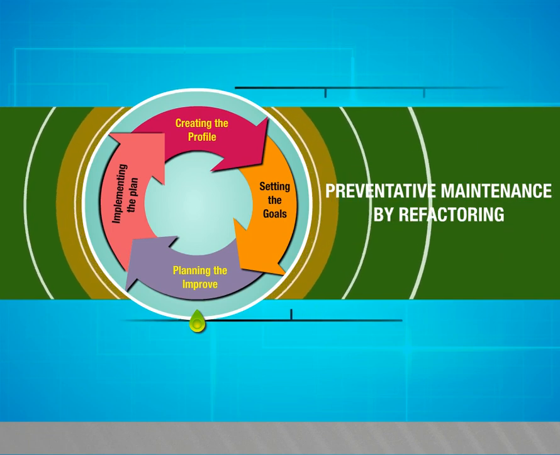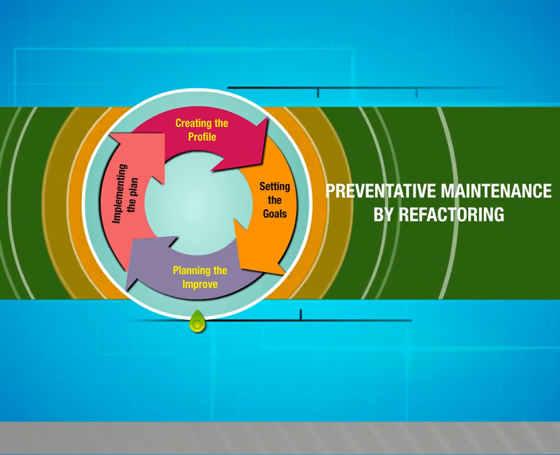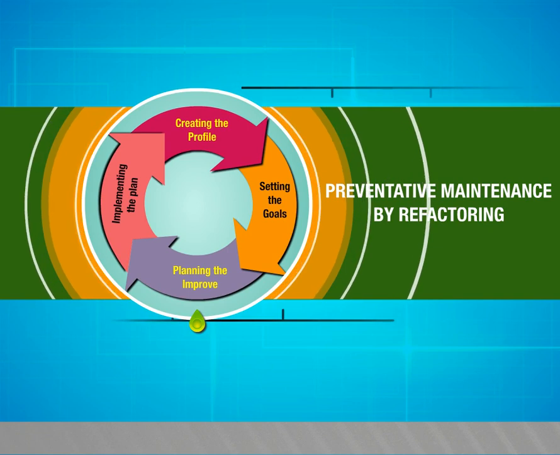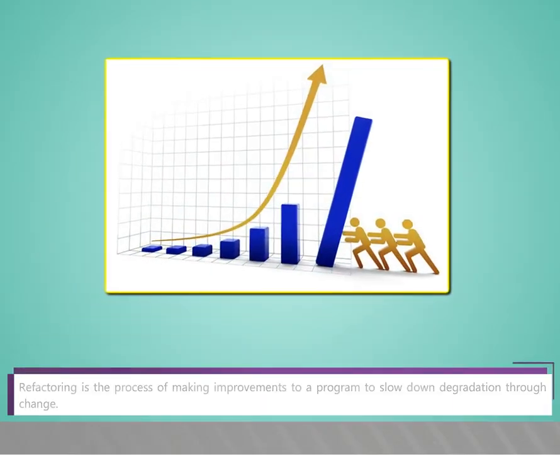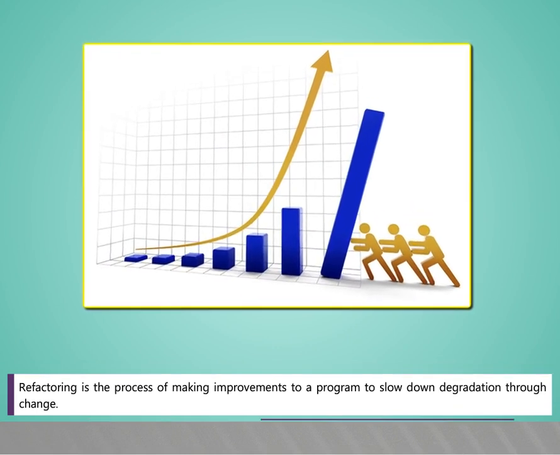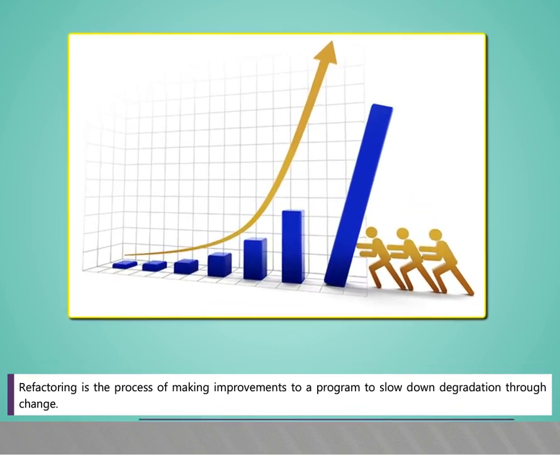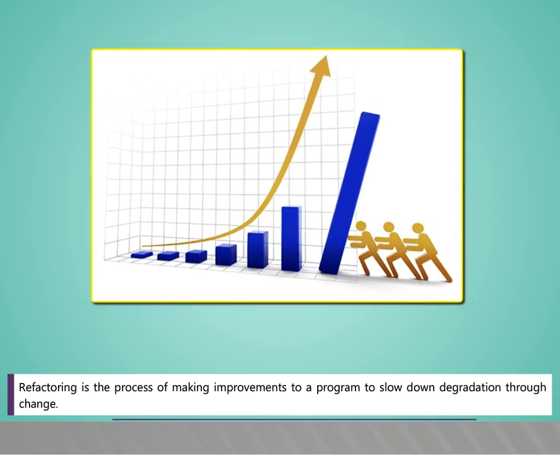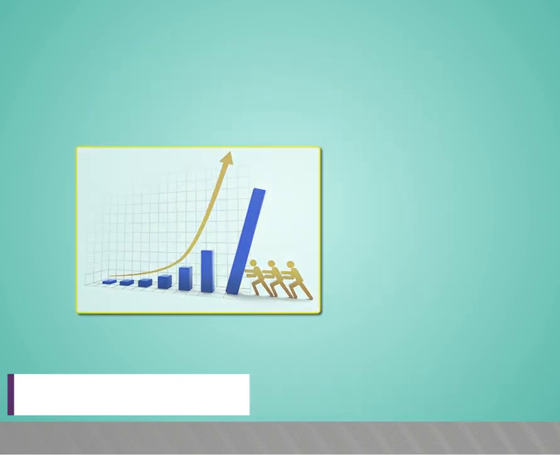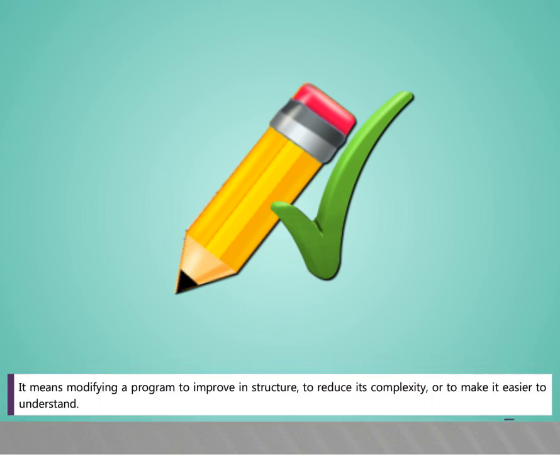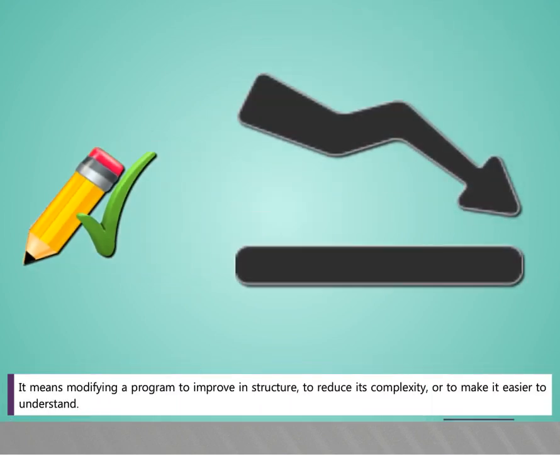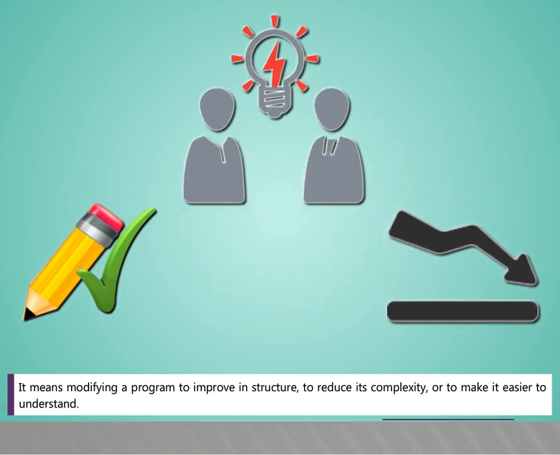Preventative maintenance by refactoring. In this video, we are going to see about preventative maintenance by refactoring. Refactoring is the process of making improvements to a program to slow down degradation through change. It means modifying a program to improve its structure, to reduce its complexity, or to make it easier to understand.